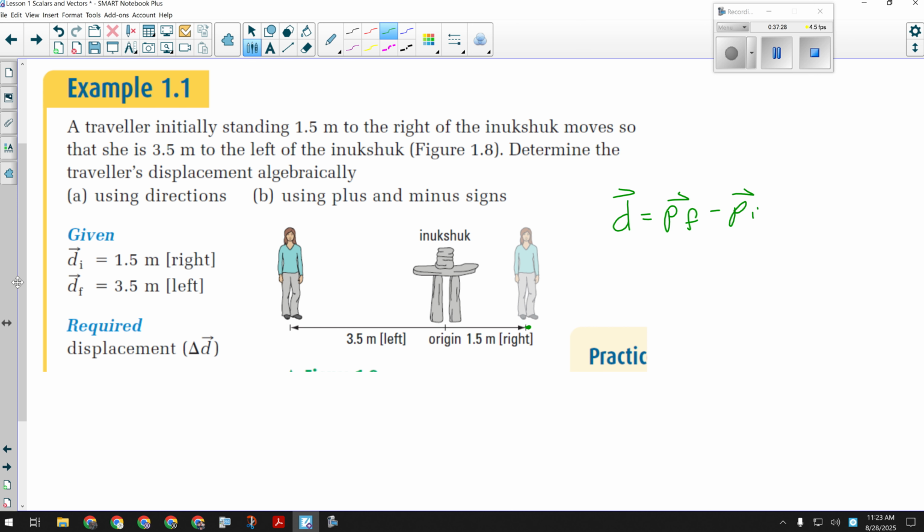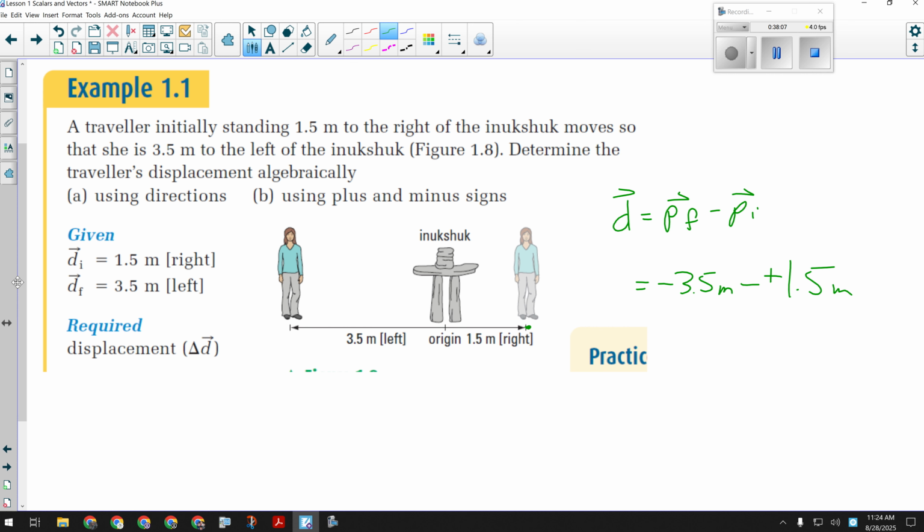But I can't subtract left and right. What do I have to assign to left and right? Positive and negative. That's a skill we're going to need to use all the time: assigning positive and negative values so we can turn words into mathematical values. So I'm going to make left negative and right positive, and I'm just going to put in here negative 3.5 meters, 3.5 meters left of the Inukshuk, minus positive 1.5 meters, or 1.5 meters to the right of the Inukshuk.